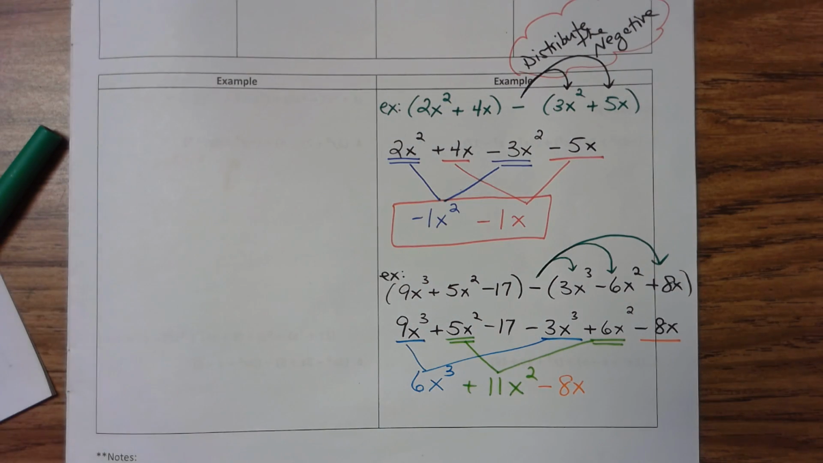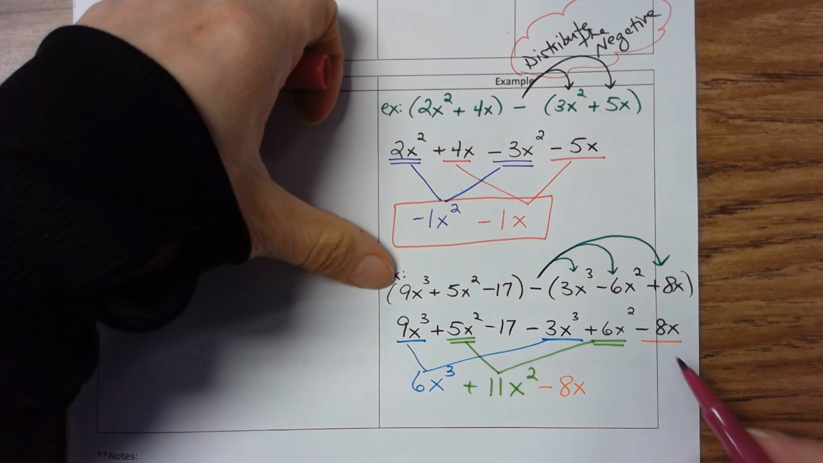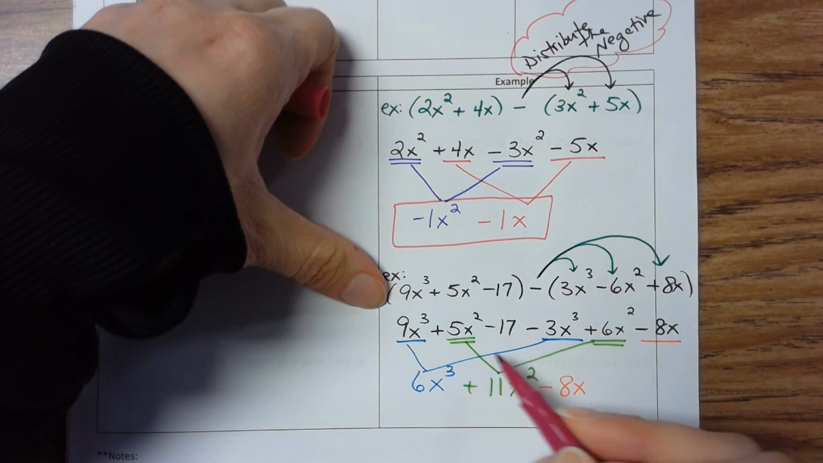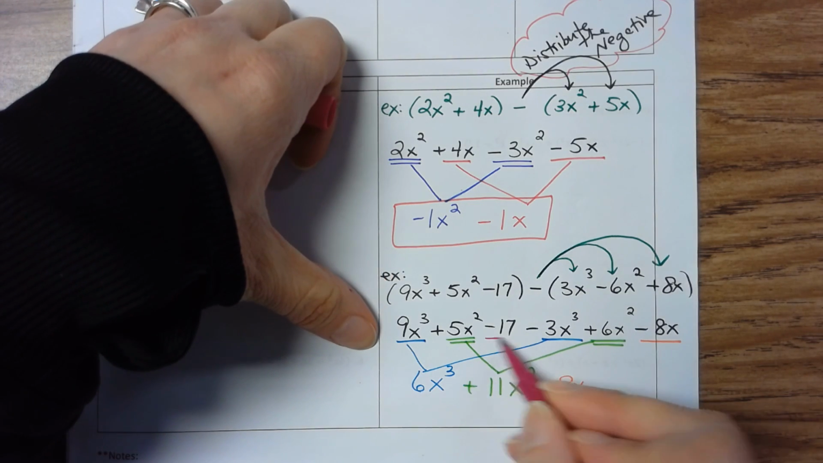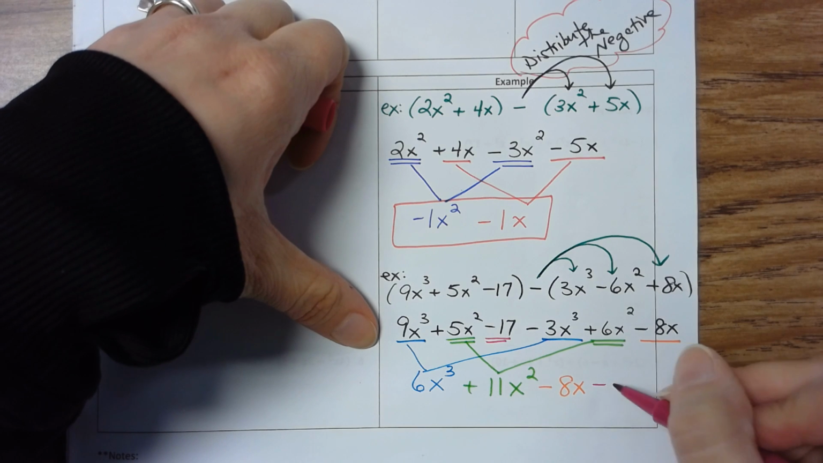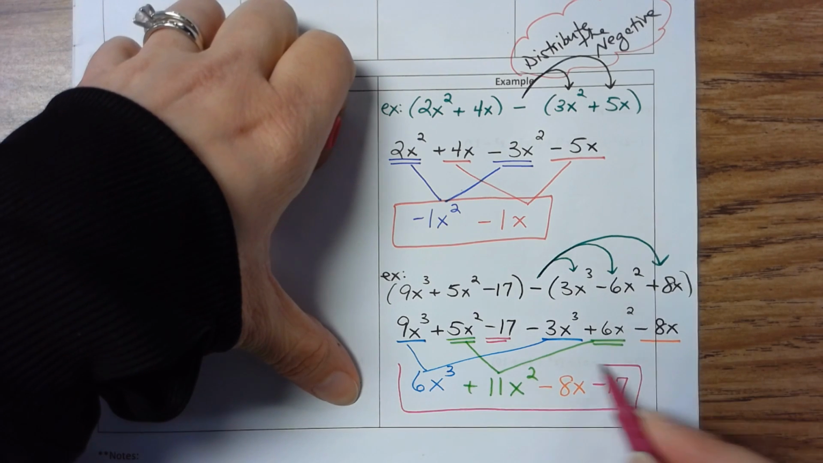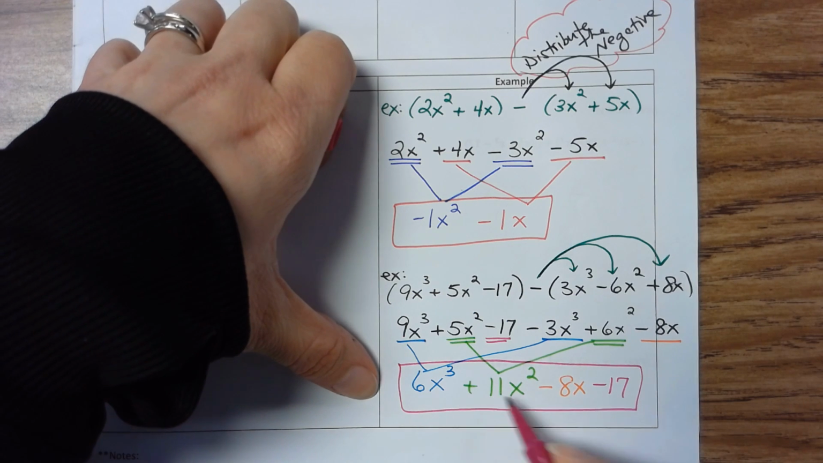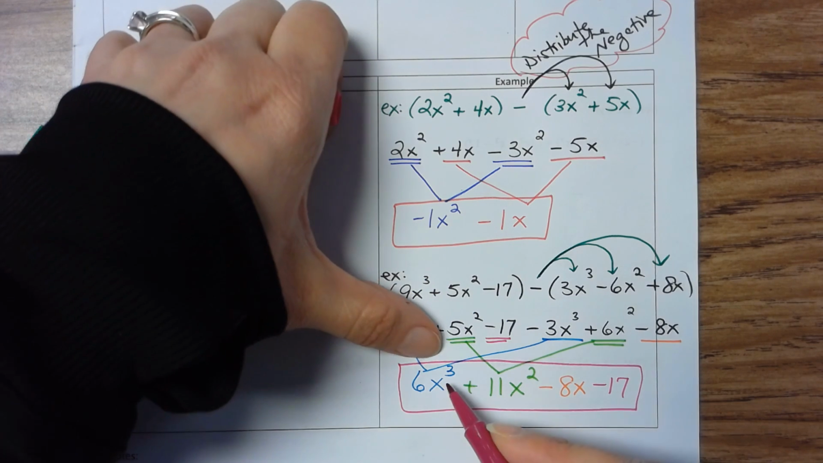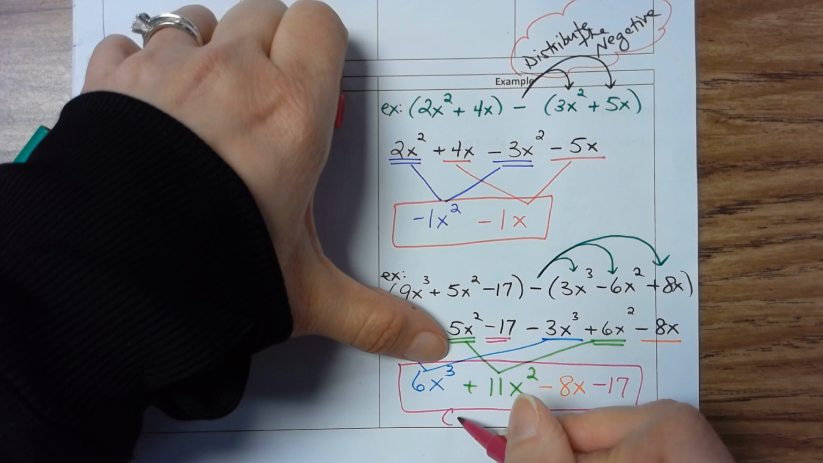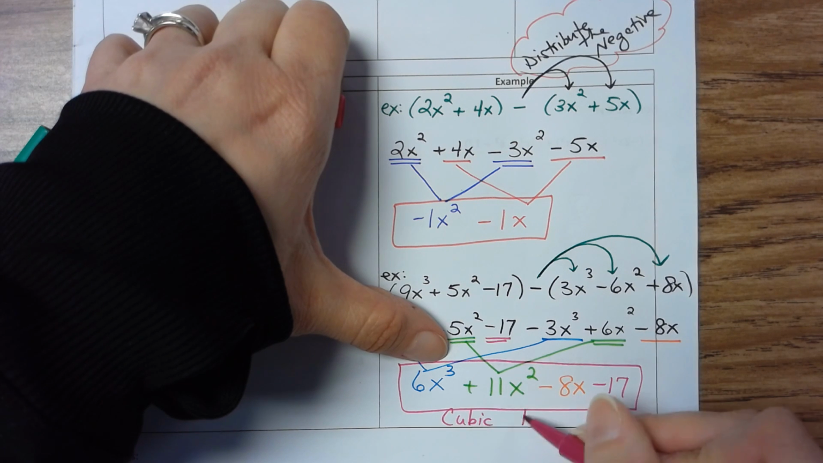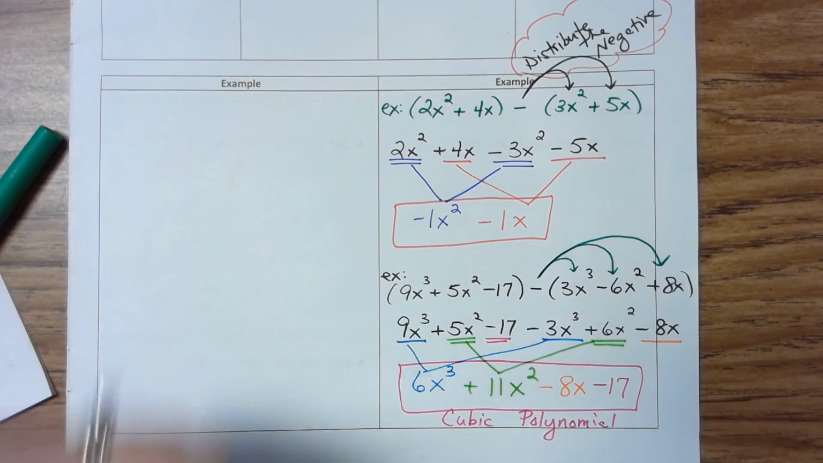And then we're going to finish this up with the constants. Since I underlined, I can see that I took care of all the terms except for this minus 17. And I know that the constant would go last. And so what I ended up with here is 1, 2, 3, 4 terms. And his highest power was a cubic. We call this a cubic polynomial because there are 4 terms.